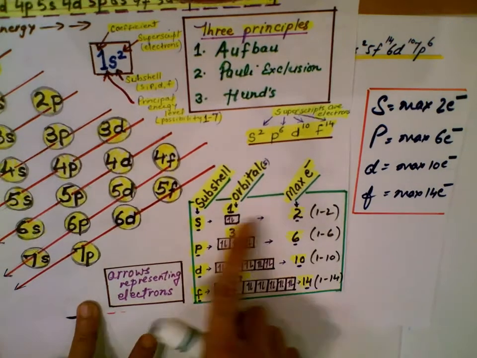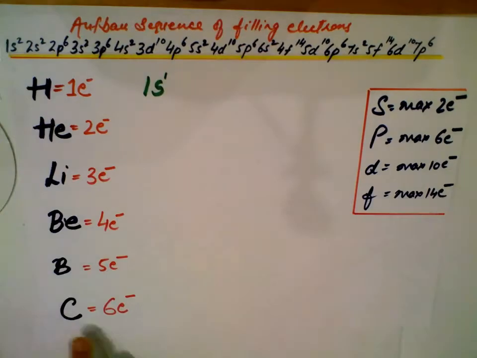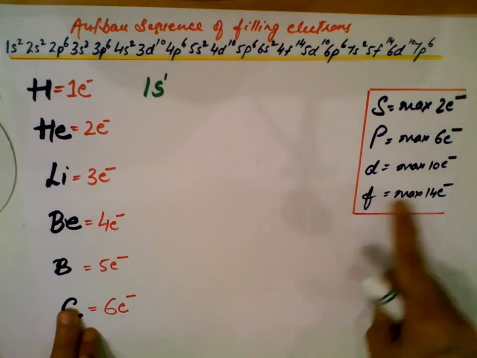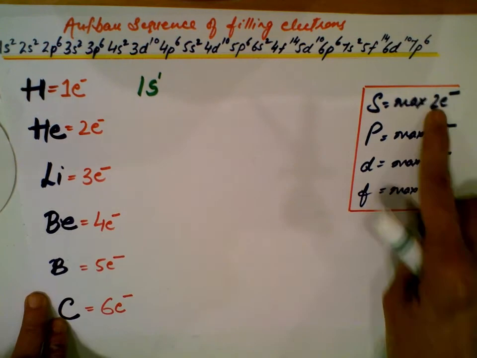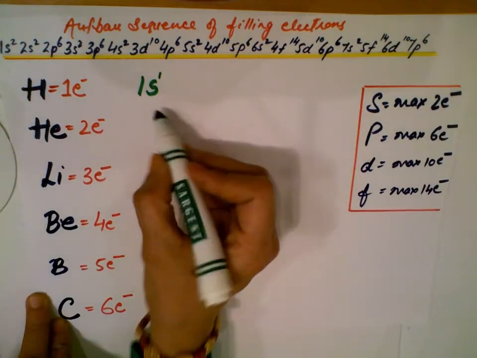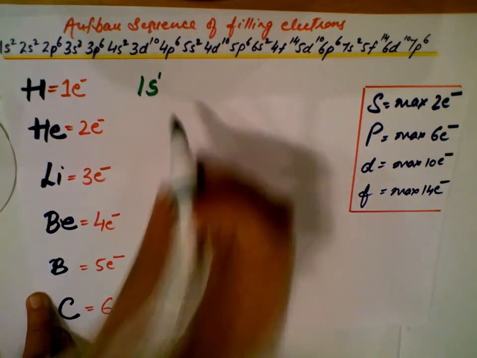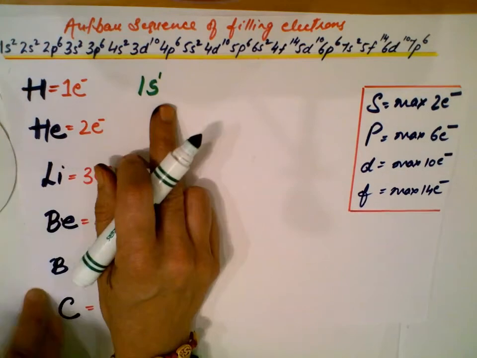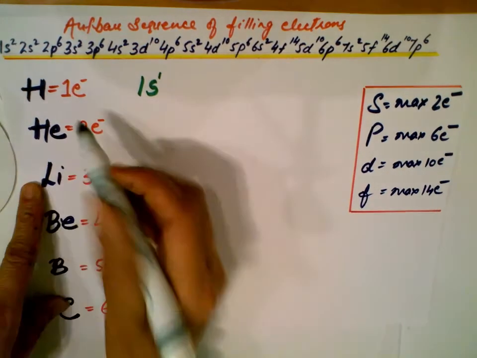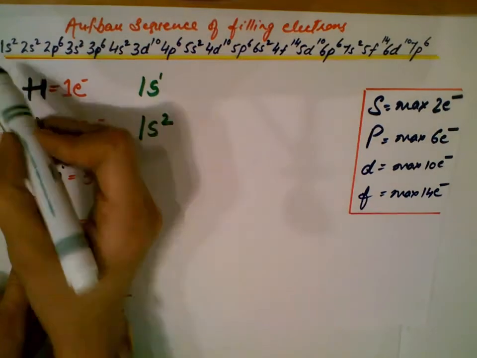In s, you cannot put more than 2, in p you cannot put more than 6, in d you cannot put more than 10, and in the f orbital you cannot put more than 14. Can you put less than that? Yes, of course. I'm also going to explain the rules separately. So for 1s, here I write 1. So this is the electron configuration for hydrogen. For helium, there are 2 electrons, so 1s2.